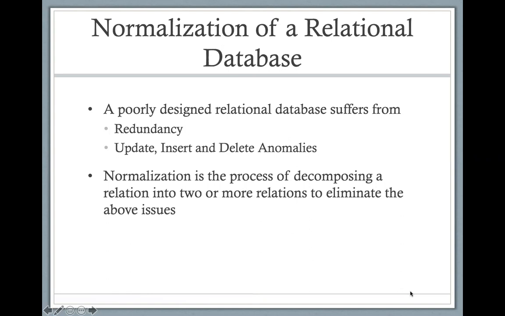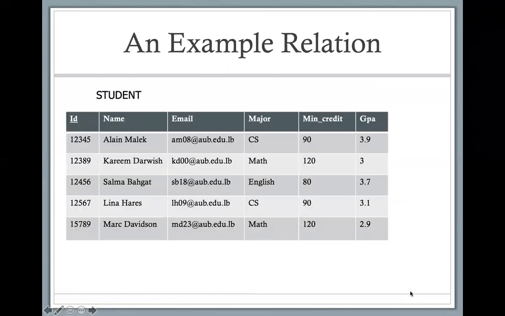So normalization is the process of decomposing a relation, a table. You take it and decompose it into multiple tables to eliminate the above issues. Yeah. So here's an example relation. This is the one we looked at last lecture to motivate this issue of redundancy.